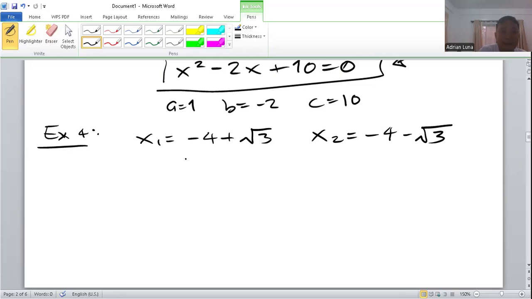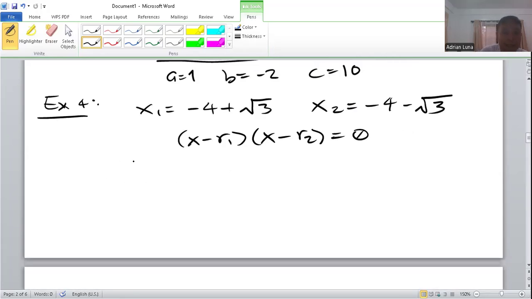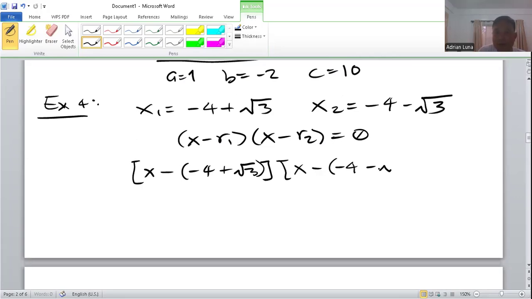And gagamitin pa rin natin yung x minus r of 1 times x minus r of 2 is equals to 0. Parang same way lang kung paano natin sinolve yung example number 3. Okay, that would be x minus the quantity of -4 plus square root of 3 times the quantity of x minus the quantity of -4 minus square root of 3 equals kay 0. Then, ang next step natin is distribute yung negative sign sa loob ng parenthesis.